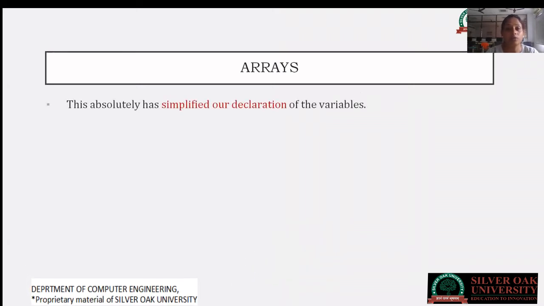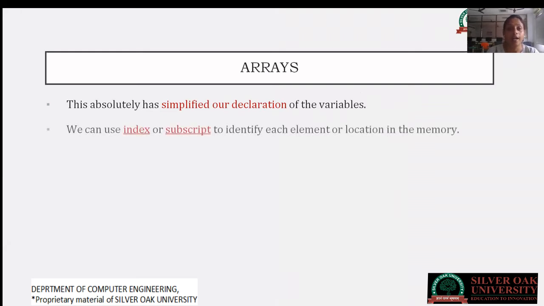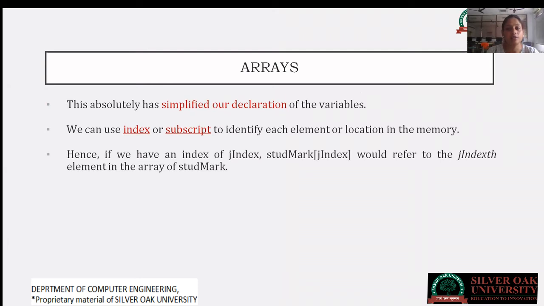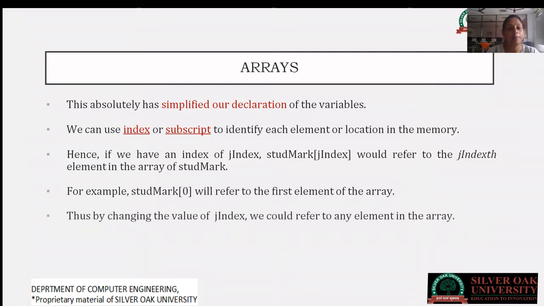Now, why is it so important? It simplifies our declaration, and we can use index and subscript to identify each element. We refer with I index and J index of student marks. Student marks of 0 will refer to the first element, and by changing the value of the J index, you could refer to any element of the array.